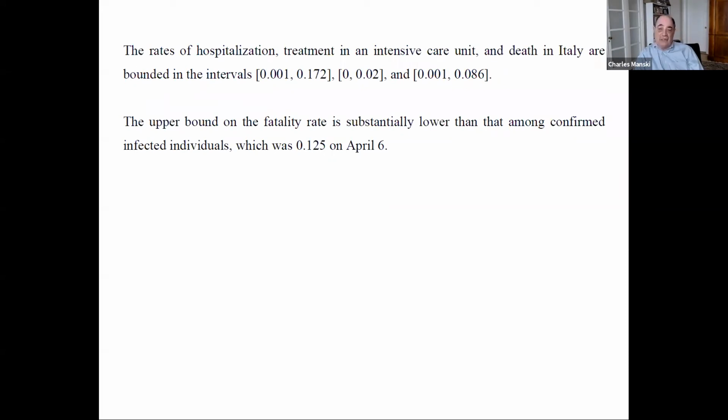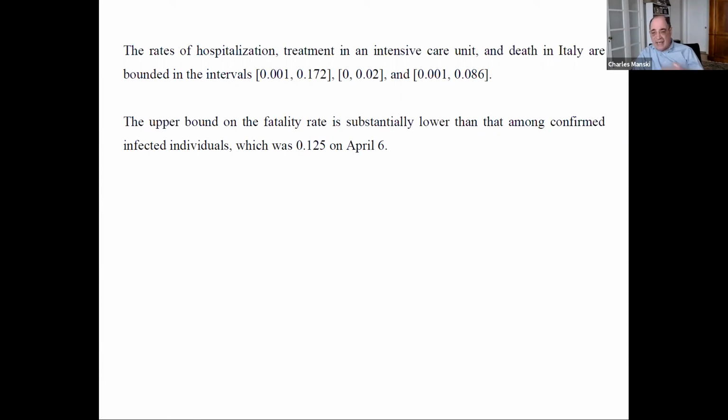That actually is informative, because the number that's been going around, if you take the statistics at face value, is that the death rate in Italy has been 12.5% as of April 6th. That's if you just take the numbers at face value, which is very high. So we're able to get that down to 8.6%. That's still probably, my guess is, much higher than the true death rate, but that's the upper bound that we get. Okay, so those are the results we want to report.